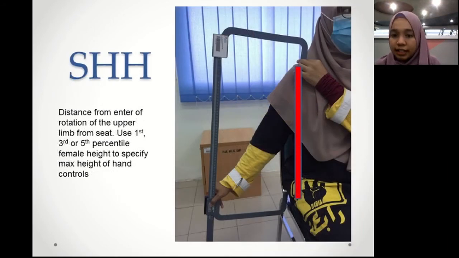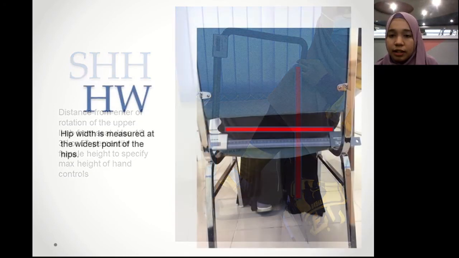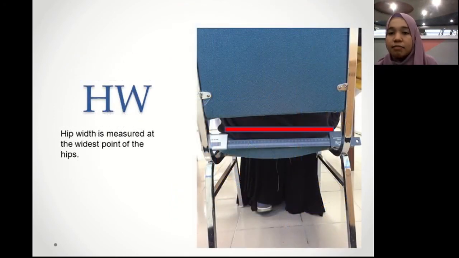Then the shoulder height is the distance from the center of rotation of the upper limb to the seat. So you have to use the first, the third, or the fifth percentile female height to specify the maximum height of the hand controls. As you can see here, the red line is the measurement of the shoulder height. Meanwhile, the hip width is measured at the widest point of the hips.